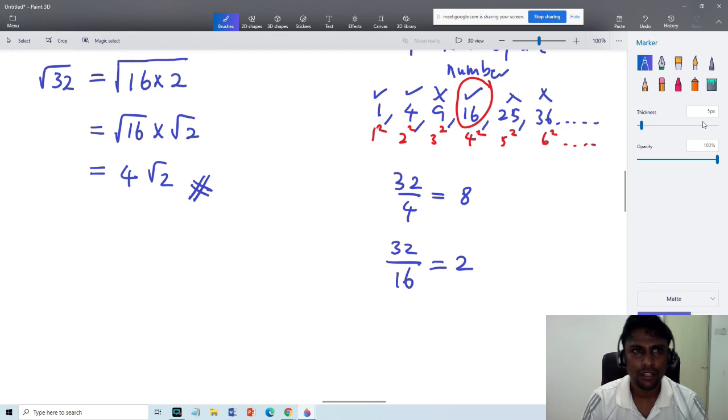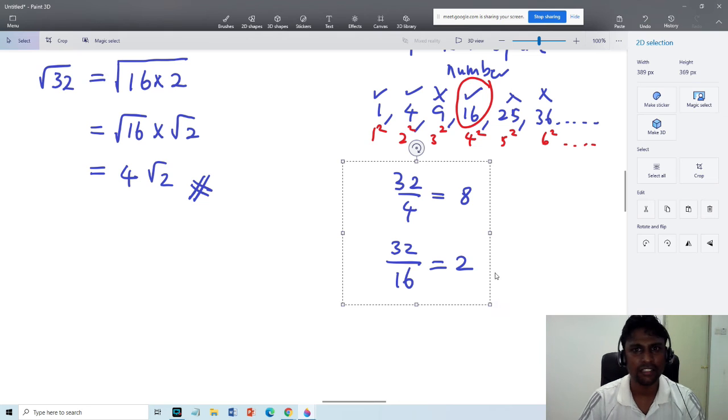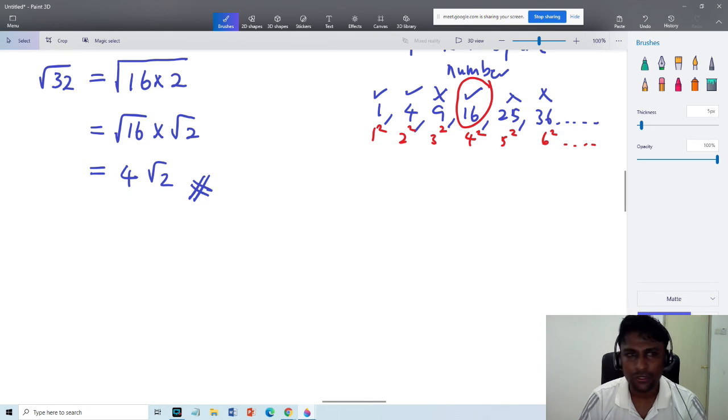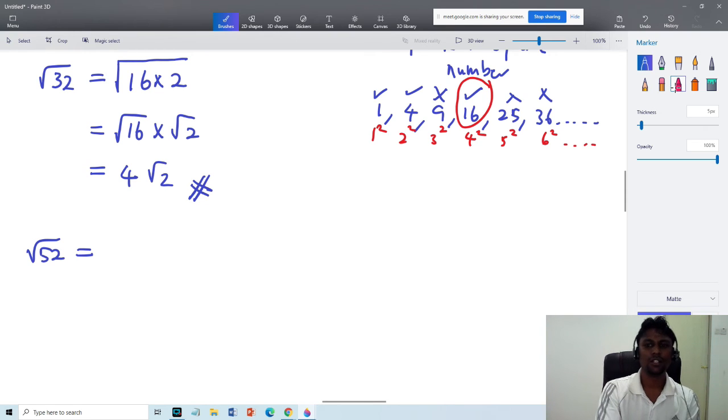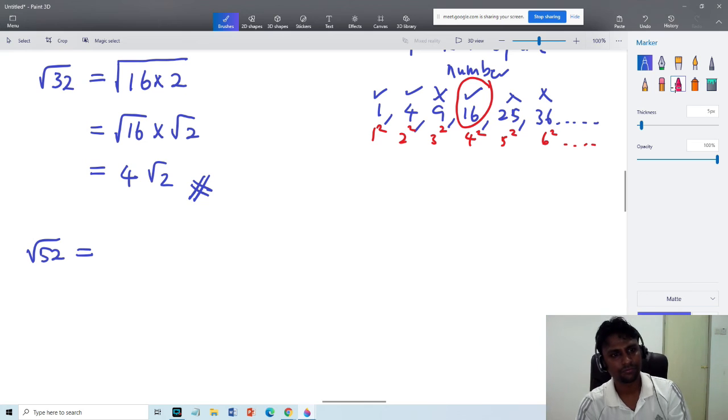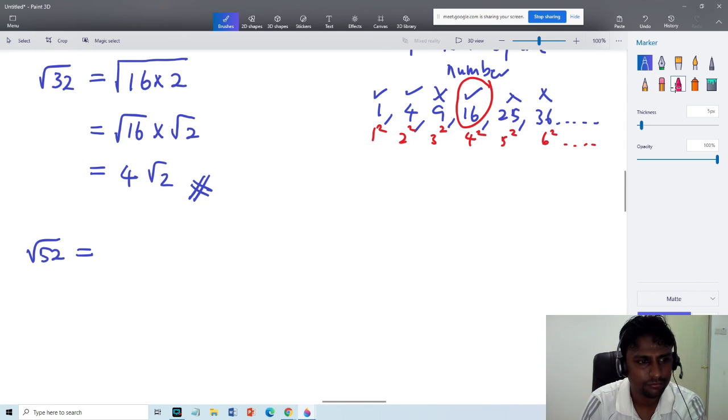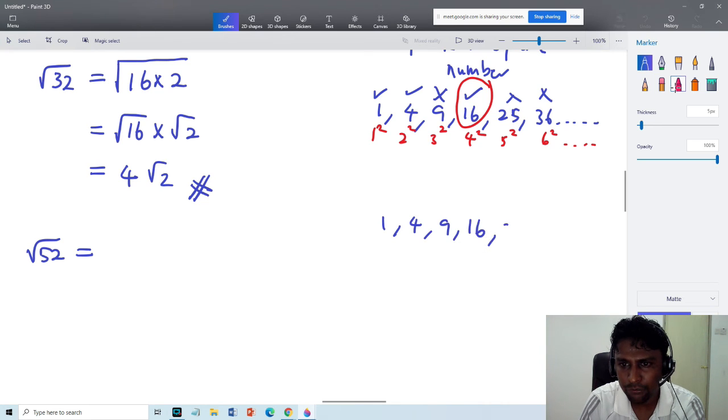Okay, now your turn. I give you a question, so you try this time: the square root of 52. Again, you do the same thing. 1, 4, 9, 16, 25, 36, and so on. Check the largest number that can divide 52.